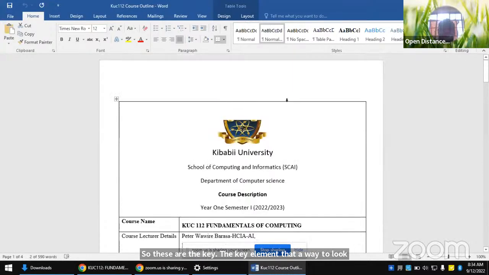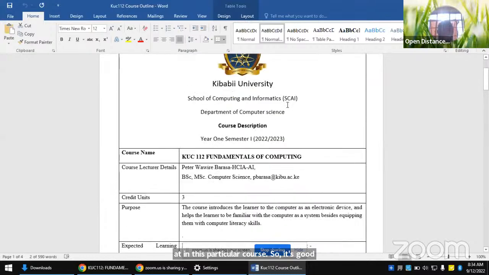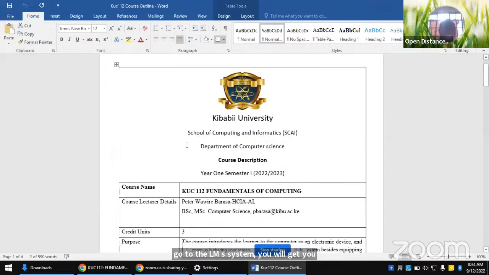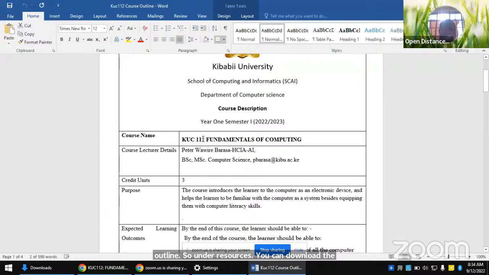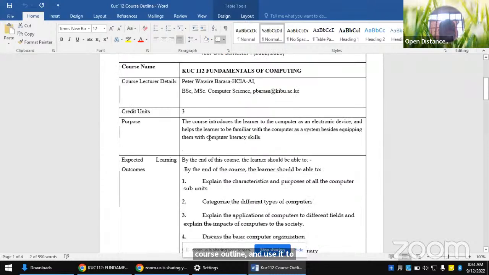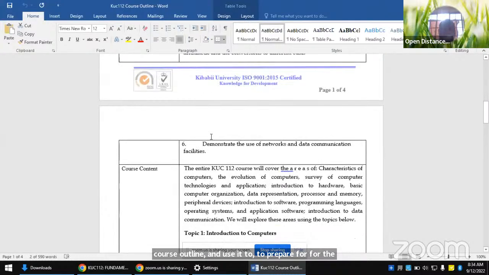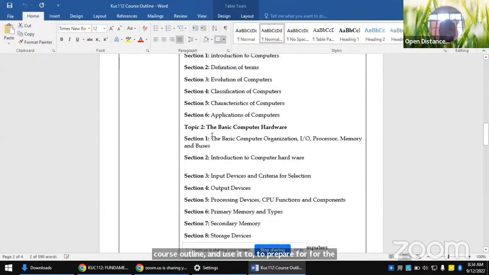So it's good when you go to the LMS system, you will get the course outline. In the first section of the LMS, we have the course outline. So under resources, you can download the course outline and use it to prepare for the next topics that will be delivered. And as I said, there are only six.